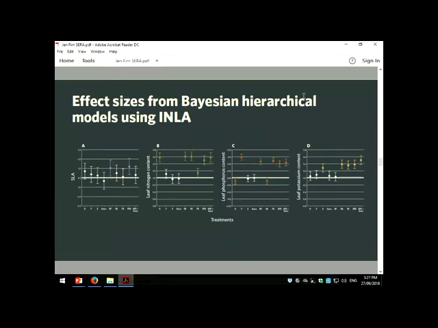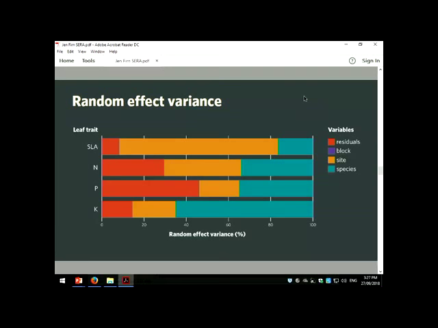So these are hierarchical models. What's interesting about them is that we separate the random effect structure, and in this particular study, how that variation is distributed in the model is quite interesting. In this case, we had a random effect structure of block nested in site, nested in species, because in some cases we had species across multiple treatments, but also across multiple sites.